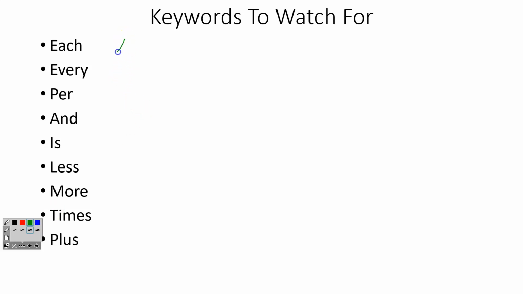So each means to multiply, every means multiply, per means divide, and typically means to add. "Is", this might be a new one, "is" typically means equals. Less means to subtract. More means to add. Times, well, obviously that means to multiply. Plus means to add. So watch for keywords like those.